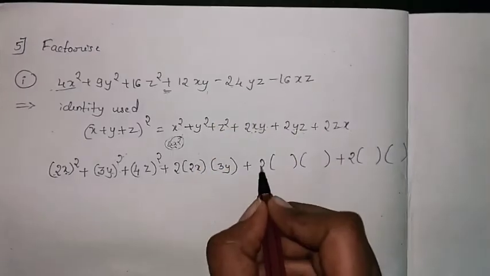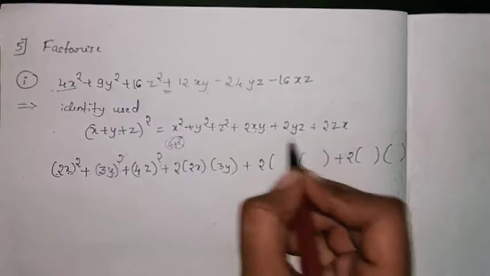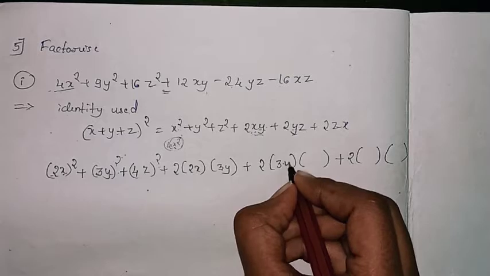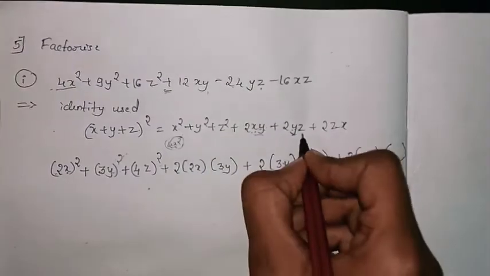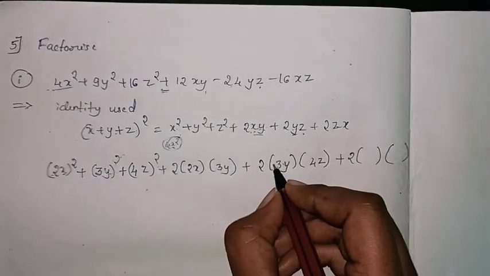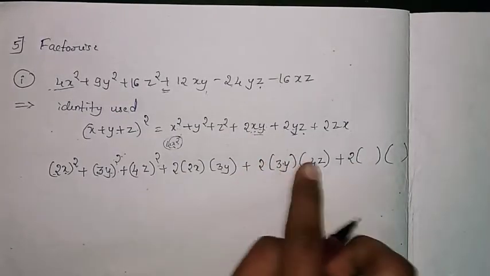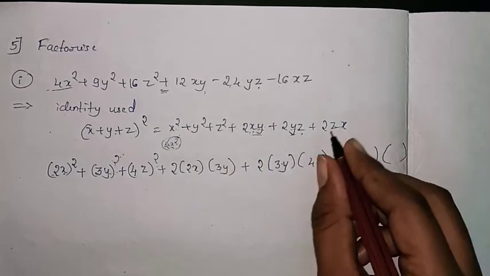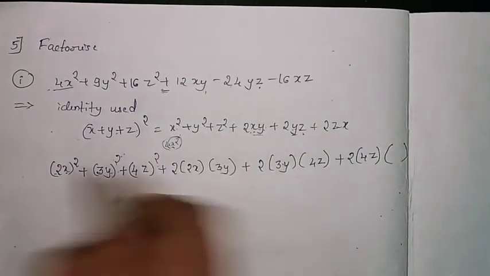Now it is 24, so we want 2 into the y term, which is 3y. Then what is the value of z we want? That is 4z. I am leaving a little space here because we have to take the sign as negative. To take negative, we have to change the sign of any of these two. Then plus 2 into z, which is 4z, and after that x we want, that is 2x.